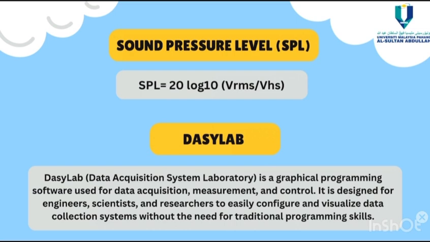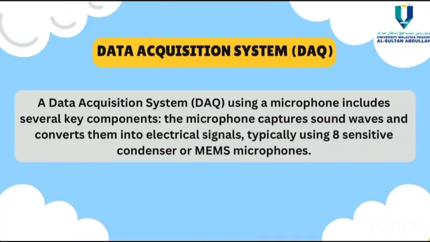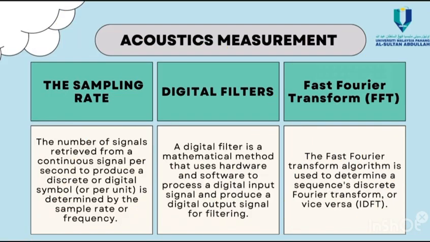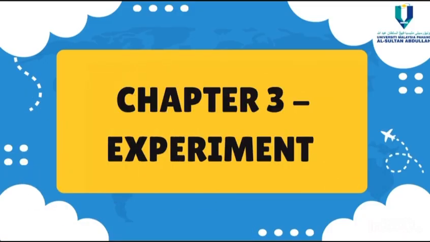of traditional programming skills. A data acquisition system using a microphone includes several key components. The microphone captures sound waves and converts them into electrical signals, typically using a sensitive condenser microphone. In acoustic measurement, there are the sampling rate, digital filters, and fast Fourier transform. Now let us go to chapter 3, which is the experiment.